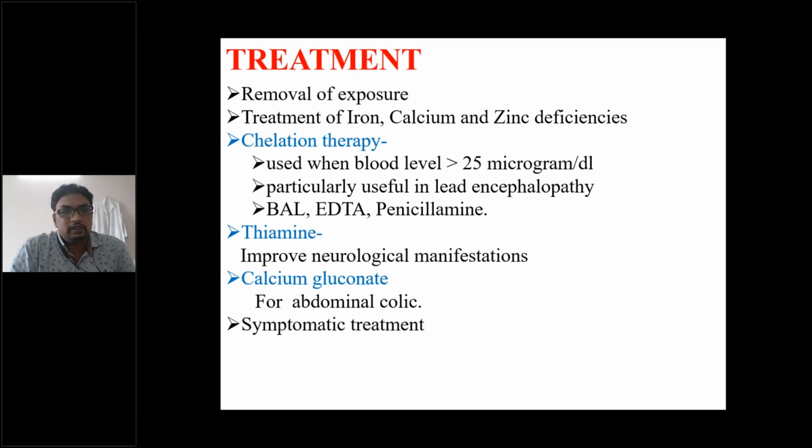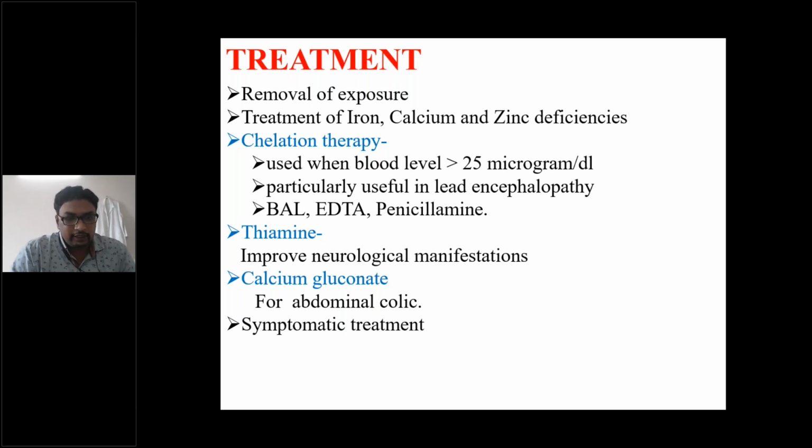So treatment is removal of exposure from the site of the industrial area. So remove the patient from the lead-exposed industry. Iron, calcium, and zinc deficiency can also be treated because it is mostly associated with other metallic poisons. Chelating therapy is used when blood levels are greater than 25 micrograms per dl. BAL, EDTA, and penicillamine are used. Mostly chelation therapy is useful in lead encephalopathy in children.